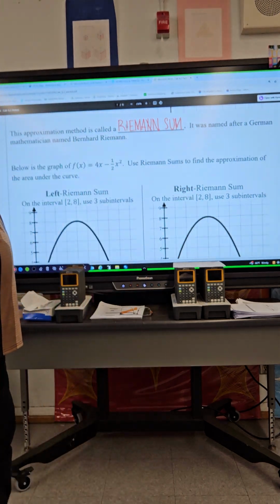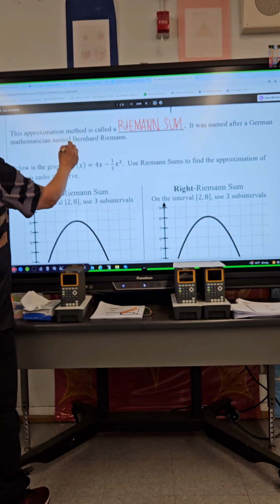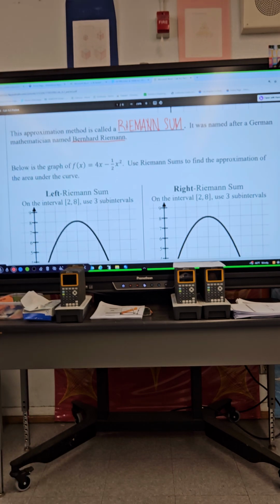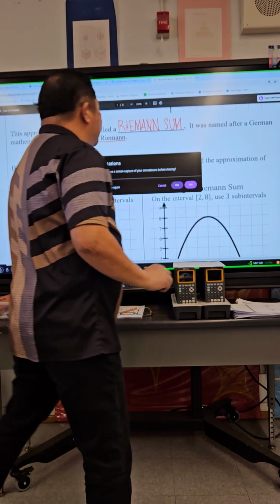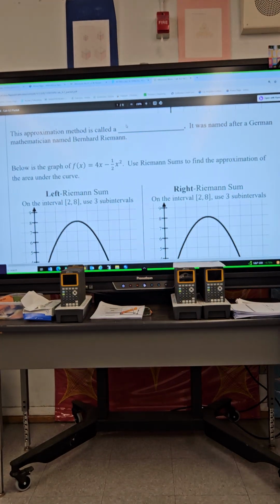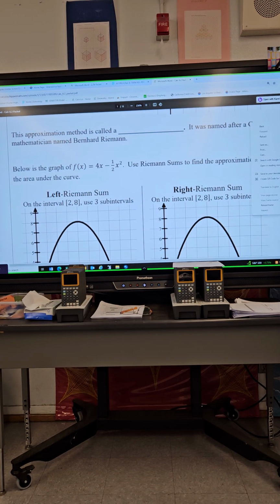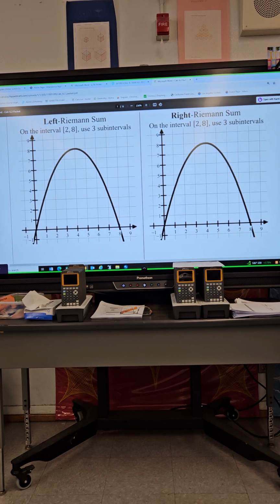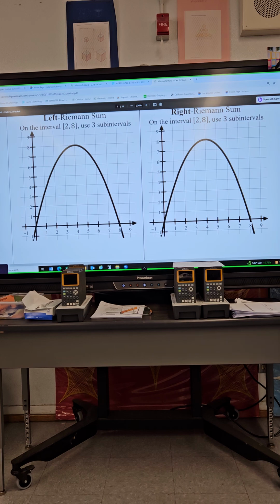It was named after a German mathematician, Bernard Riemann. Okay, his name is Bernard. So, I'd like you to look at this graph, but I want to move this up first. My grandpa's name is Raymond, so my dad's Raymond. My middle name is Raymond.